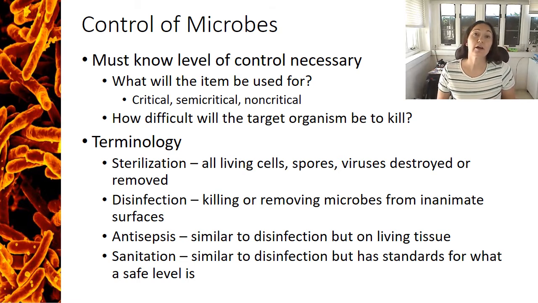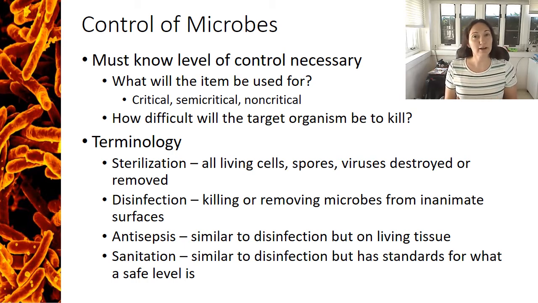In healthcare, that really depends on what an item is going to be used for. So is it critical, which means it's going to be passing through the body into the bloodstream? Those are things like scalpels. Those have to be completely sterilized. So sterilization means we've removed all living cells, all viruses, all endospores, anything that might make a microbe is destroyed and gone. So there are no microbes remaining on the items. That's important because if it's going into the bloodstream, we want to make sure we're not transferring anything that might grow in that bloodstream because your bloodstream should be sterile.